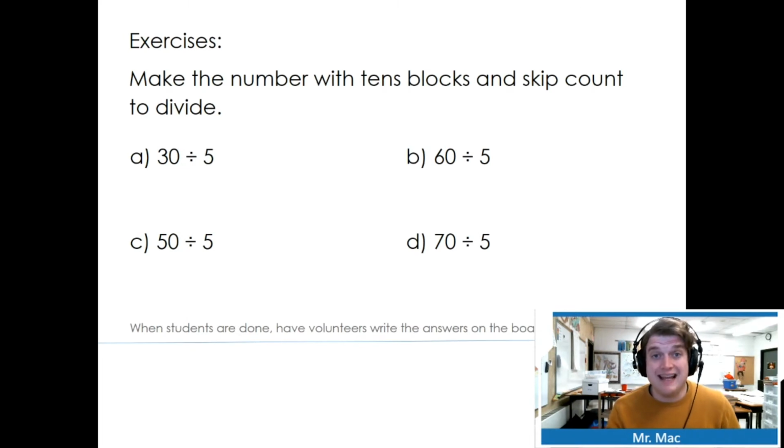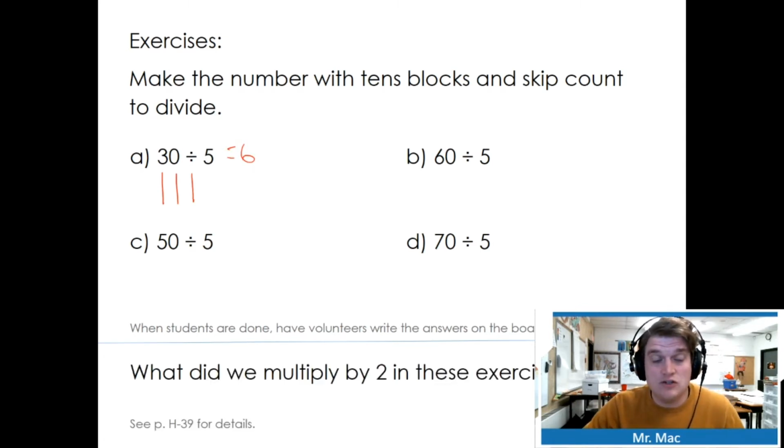Make the number with tens blocks and then skip count to divide. 5, 10, 15, 20, 25, 30. My quotient is 6. Try these next couple by yourself. I'm curious if you noticed a pattern.